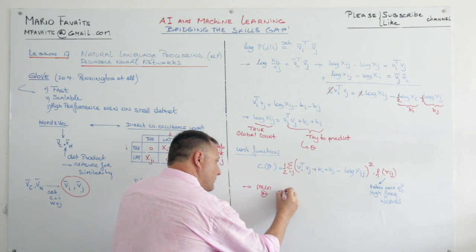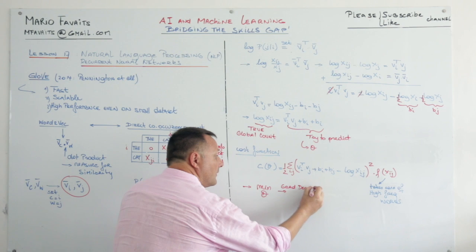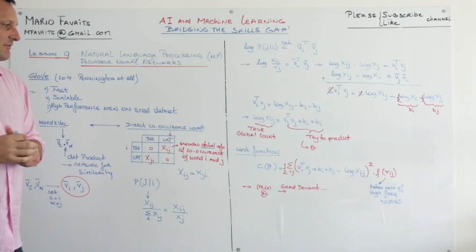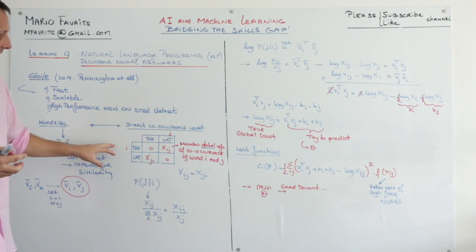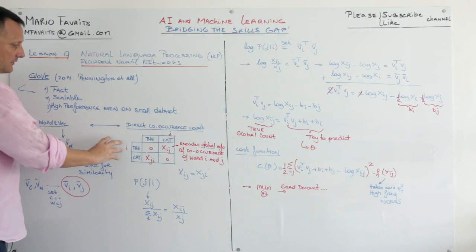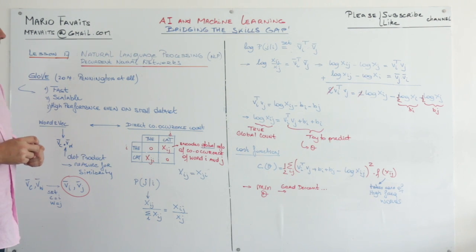Yeah, and then we do gradient descent and so on. Yeah, we've done it numerous times before. I'm not going to go into the details. I just want you to see how we got to the cost function of GloVe, and it's basically by making a combination of these two. All right, that's it for word embeddings.